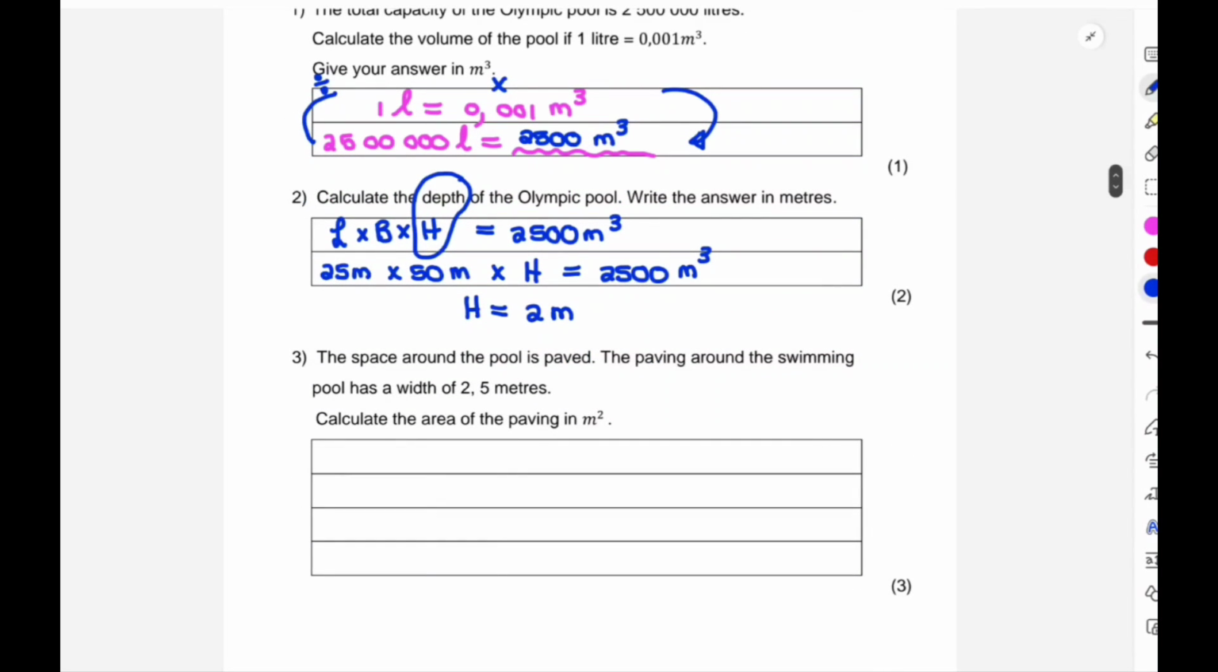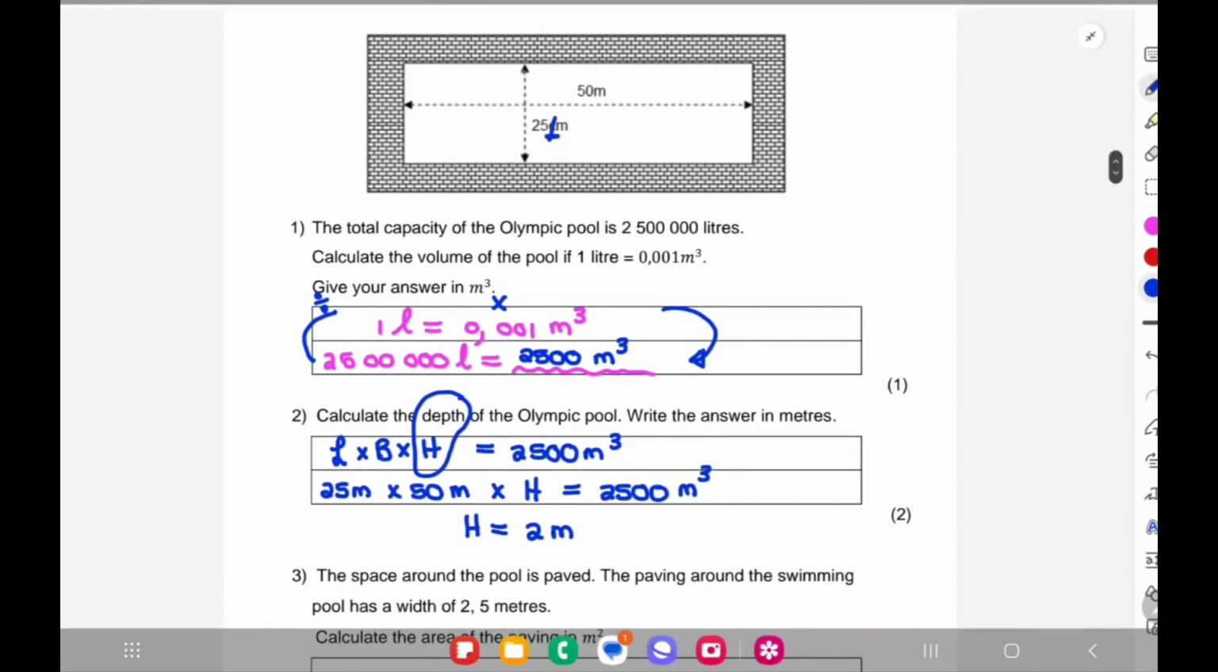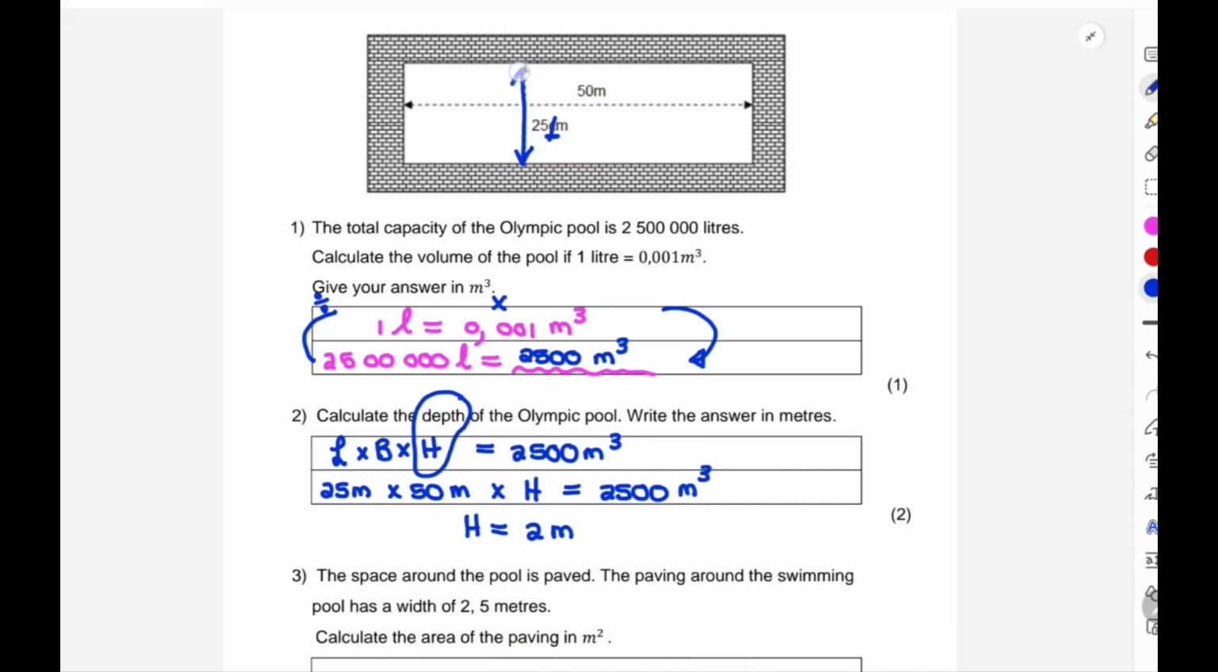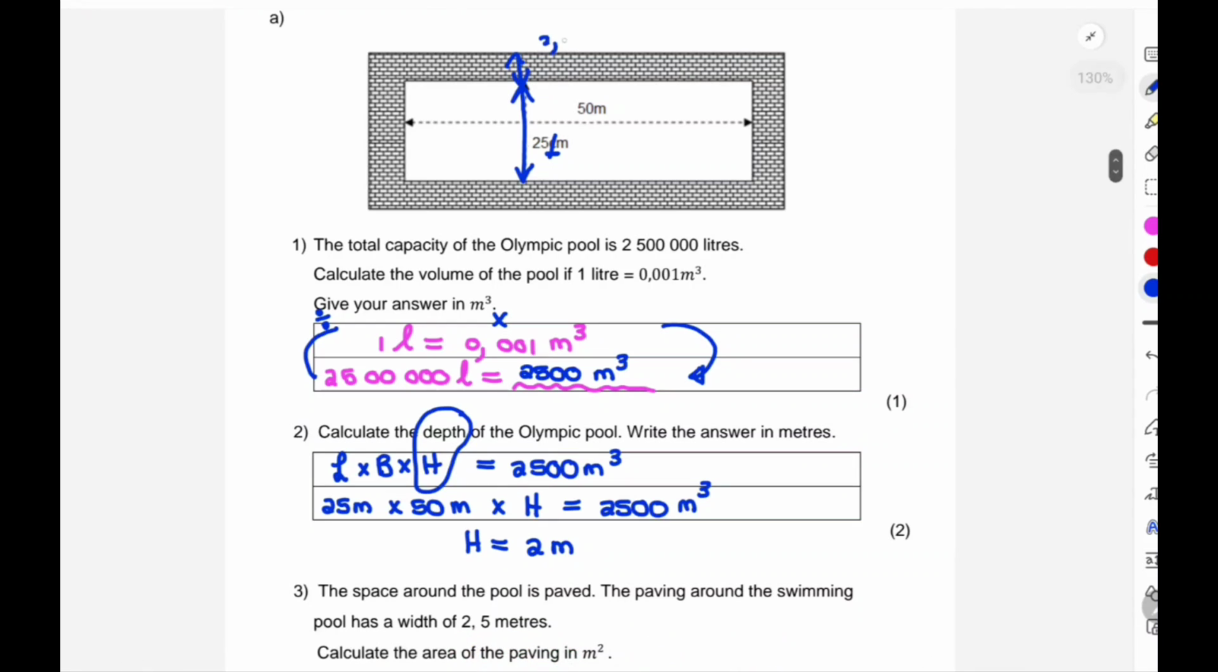Okay. Then they say to you, the space around the pool is paved. The paved area of the swimming pool has a width of 2.5 meters. Calculate the area of the paving in meters squared. Okay, so if this is 25, then we need to add 2.5 and 2.5 on each side. And if this is 50, then I'm going to add 2.5 and 2.5.